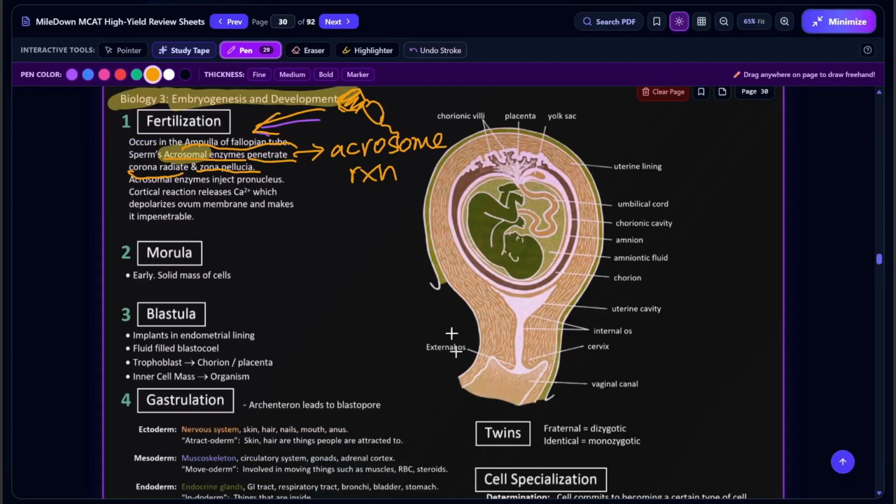Now we can go back to the review here. So yeah, it penetrates those 2 layers of the egg. This is a typo here. I think it's not radiate, it's radiata. So if you go to pictures, you'll know that.